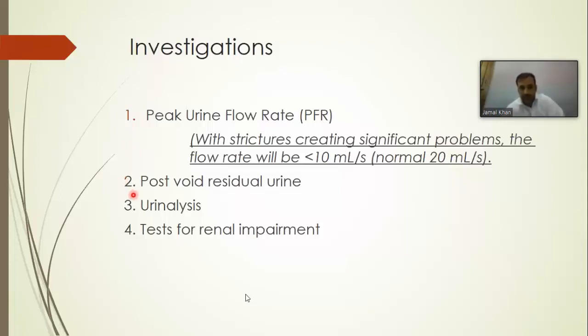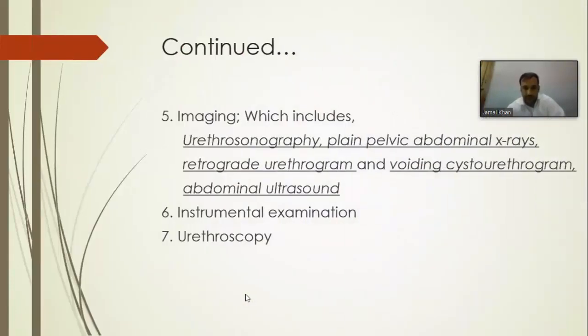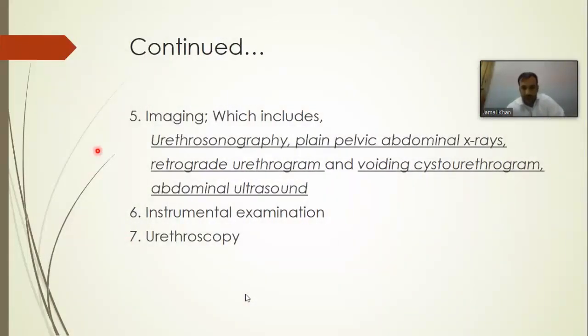The second one is post-void residual urine. The third one is urinalysis. The fourth one is test for renal impairment. Imaging, which includes urethrosonography, plain pelvic abdominal X-ray, retrograde urethrogram, voiding cysto-urethrogram, and abdominal ultrasound. The first is instrumental examination, the second one is urethroscopy.